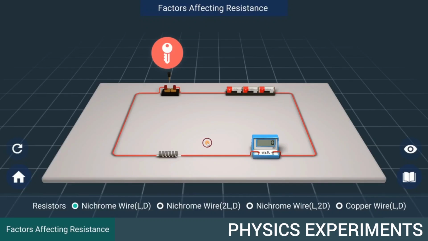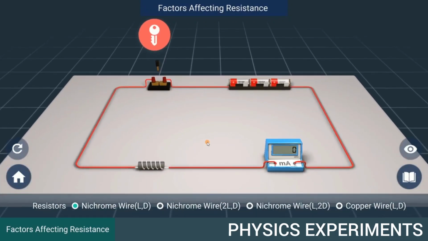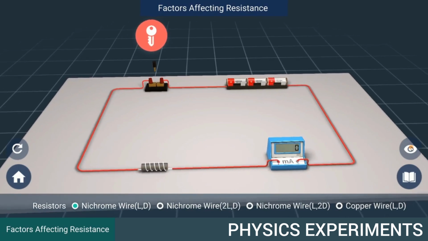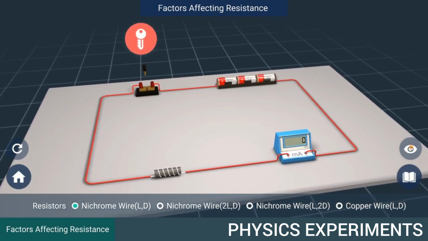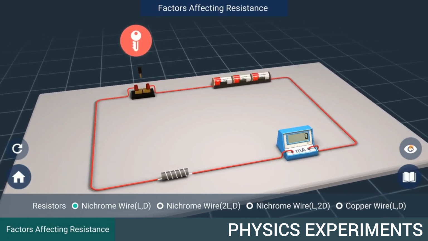We know that a resistor offers resistance to the flow of electrons. Let us study what are the factors which affect the resistance. Let's check the effect of radius or diameter of the resistance wire, length of resistance wire, and the material of resistance wire on the amount of resistance offered.